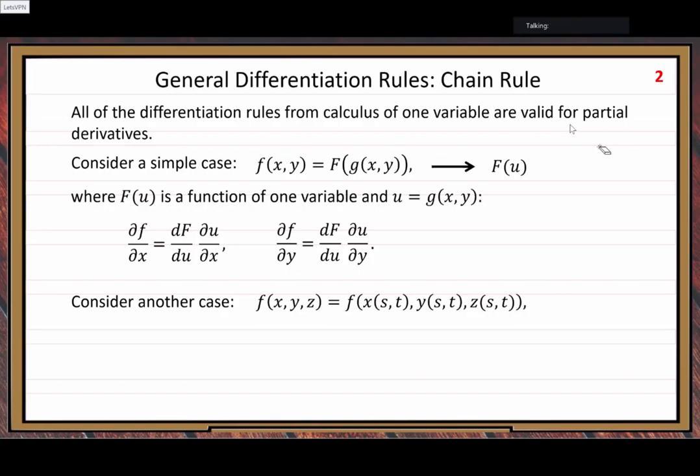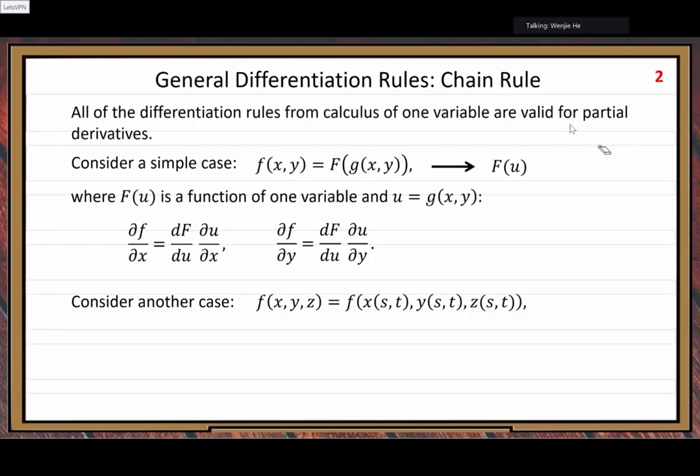Composite, because of the chain rule. Only when we take the derivative of a composite function do we apply the chain rule. Here, it's also a composite function, but a little more complicated. There are 3 variables in the original function, but each variable is composite. Each variable is another 2 variable function with new variables s and t.